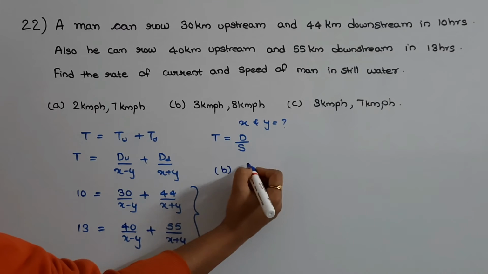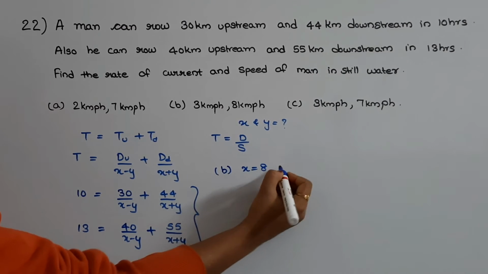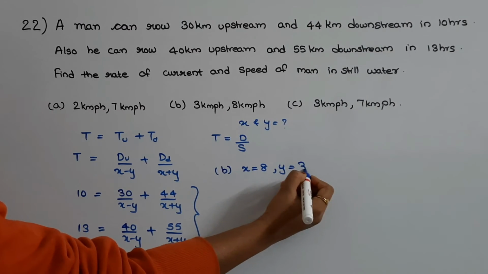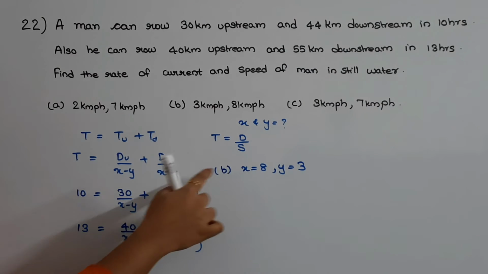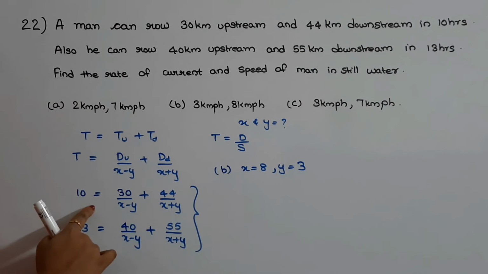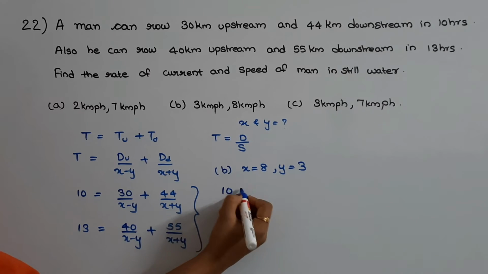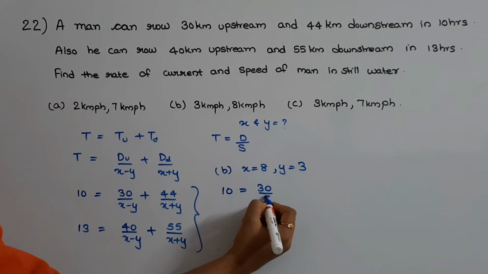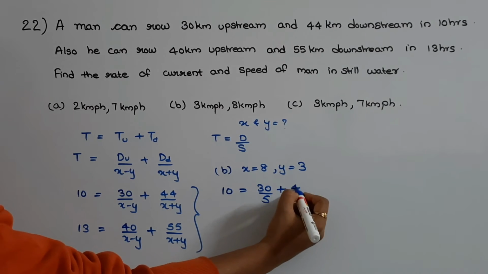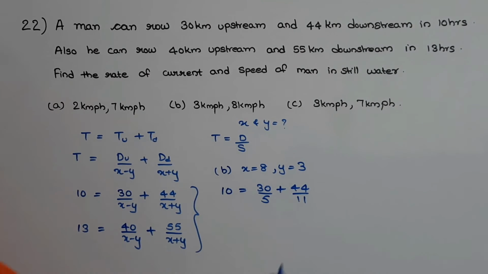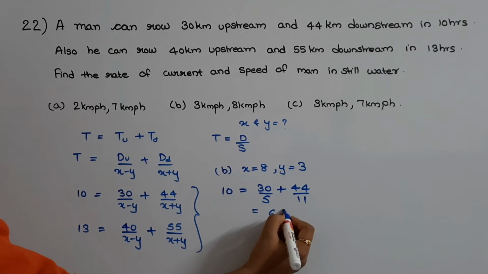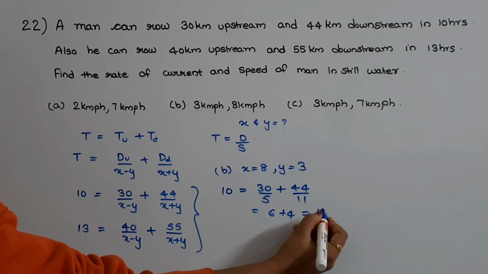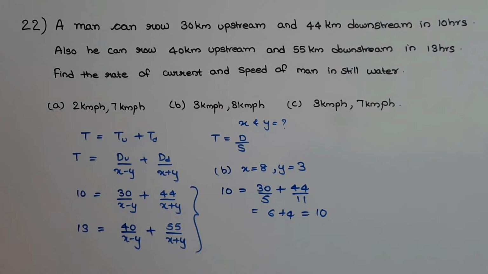So, in option B, x value is given as 8 and y value is given as 3. Now on substituting these values in the first equation, we get 10 is equal to 30 by (x - y), which is 8 - 3, that is 5, plus 44 by (8 + 3), that is 11. So on solving this, you will get it as 10. Here LHS is equal to RHS.